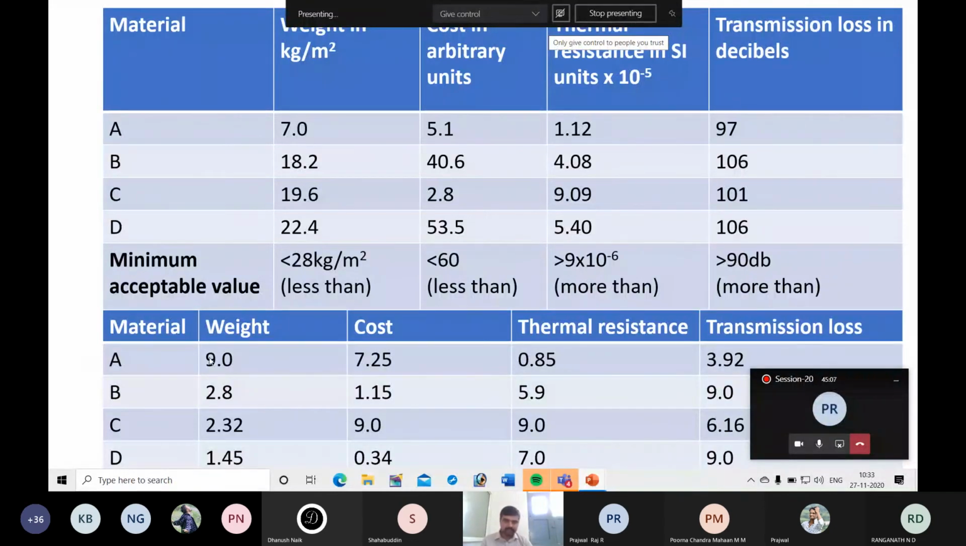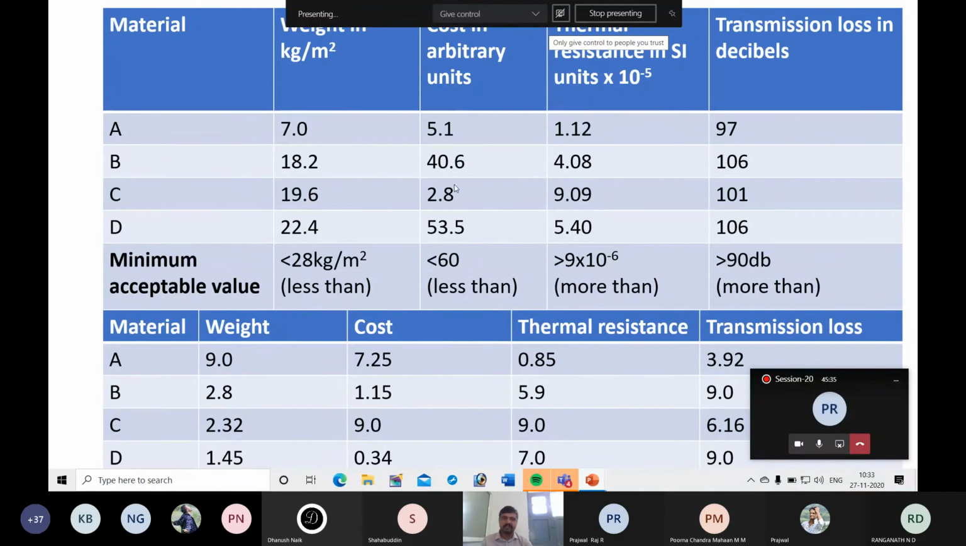So here you can consider, here we have assigned 9. Less weight is most preferable. For 7.0 we have assigned 9. Next preferred one is 18.2, so that's why it is having 2.8. Next preferred is 19.6, that is having 2.32. Least preferred is 2.4. That's why it is having a number 1.45.